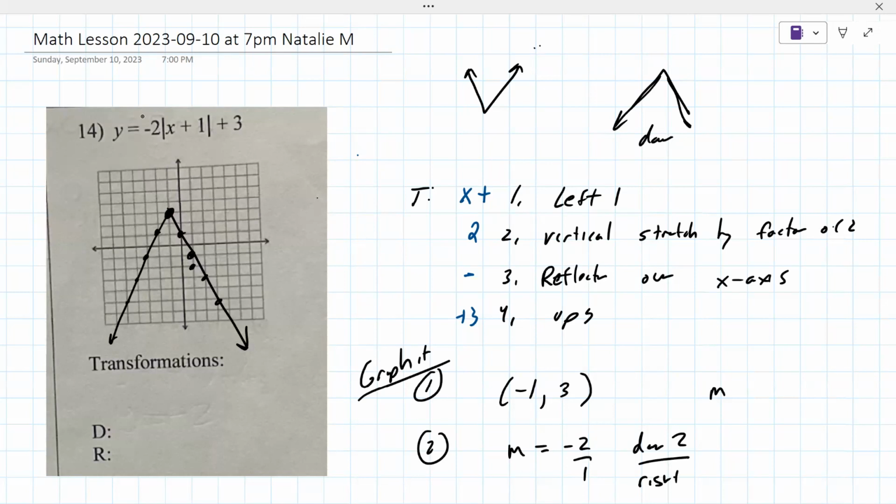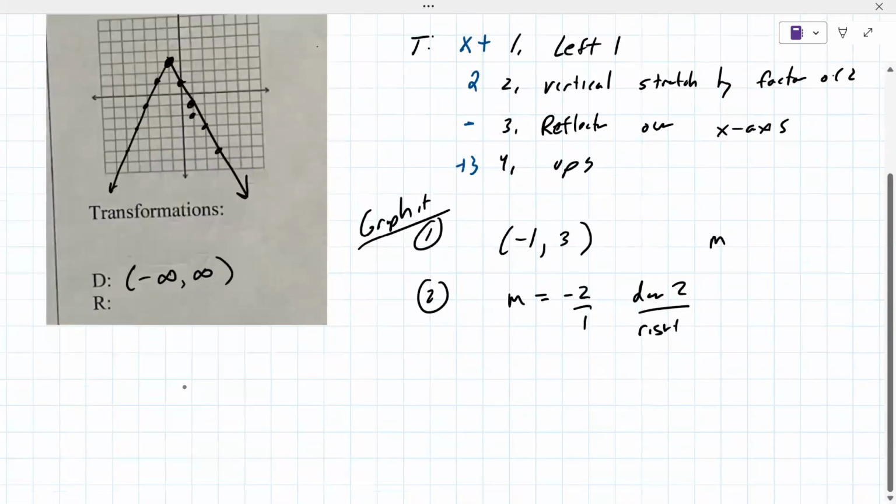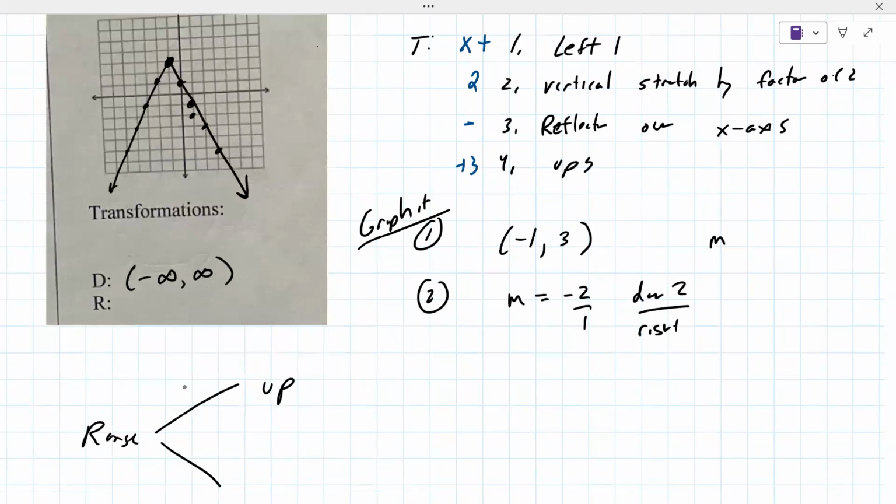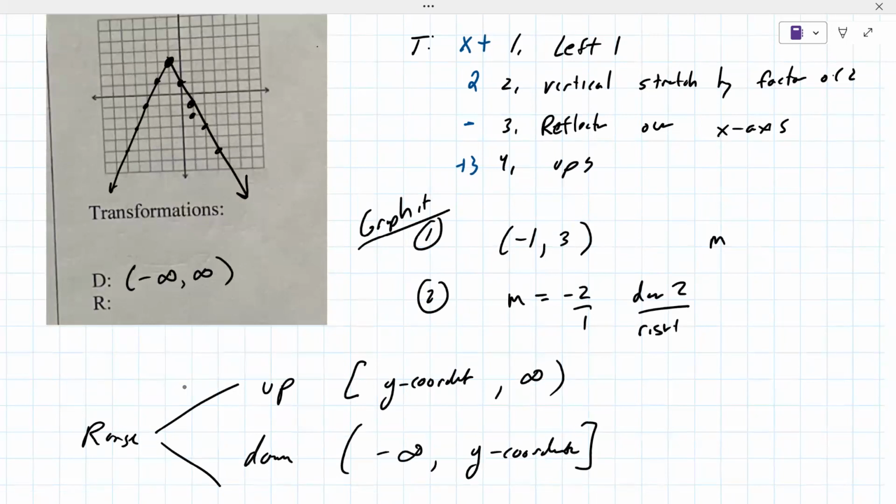And then the domain and the range. Until otherwise, the domain is all real numbers. It's everything. And then the range depends on whether it opens up or down. So the range, if it opens up, is the y coordinate of the vertex to infinity. If it opens down, it's -infinity to the y coordinate. It depends.